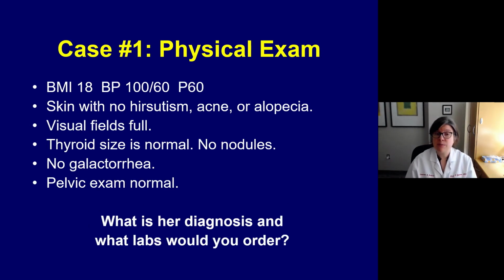Her physical exam reveals a BMI of 18. She's normotensive, has a normal pulse. Her skin reveals no terminal hair growth, so no hirsutism, no acne, no alopecia. Her visual fields are full. Her thyroid is normal in size and without nodules. She has no galactorrhea, and her pelvic exam is normal. So the question is, what is her diagnosis, and what labs would you order? I'll give you a couple seconds to think about that.